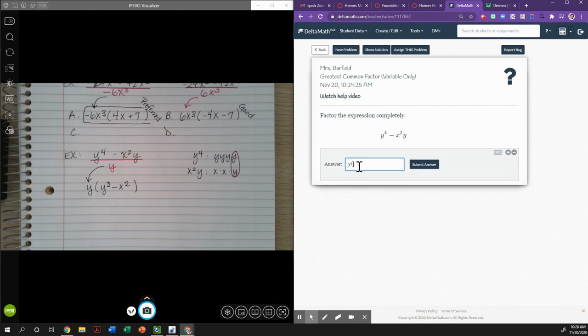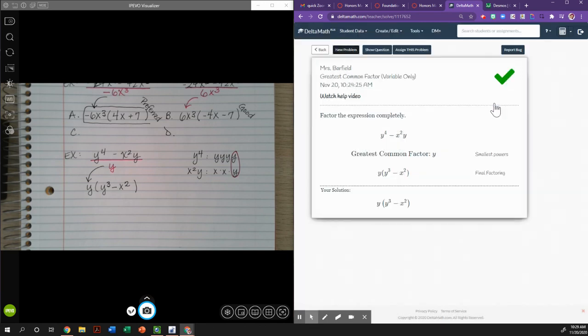So y, parentheses, y to the third minus x squared, close my parentheses. All right, and then I'm going to submit my answer. Yes, and that's all I'm going to do.